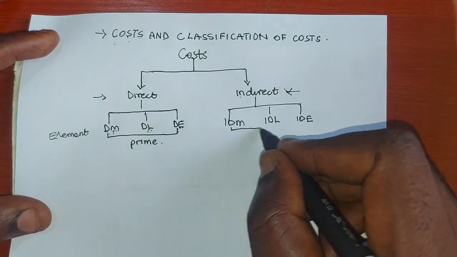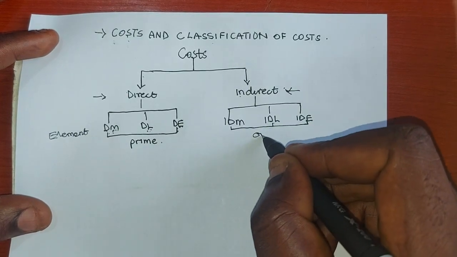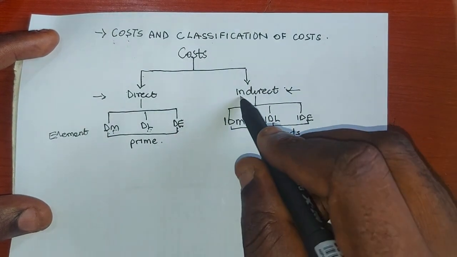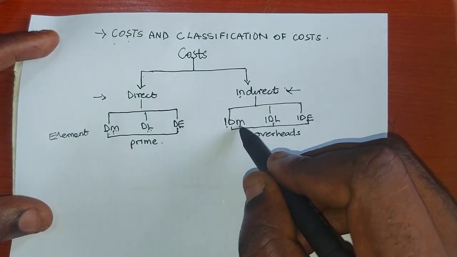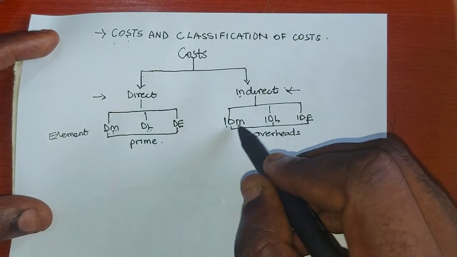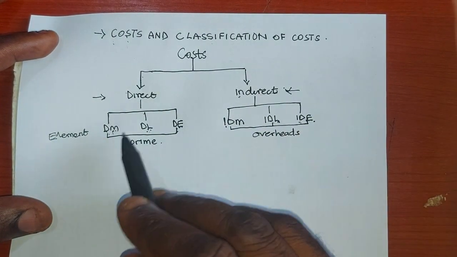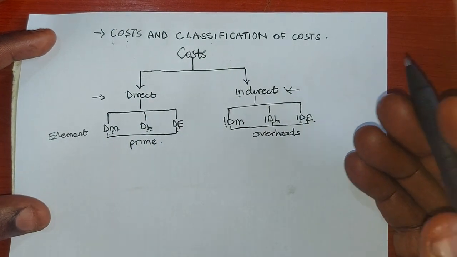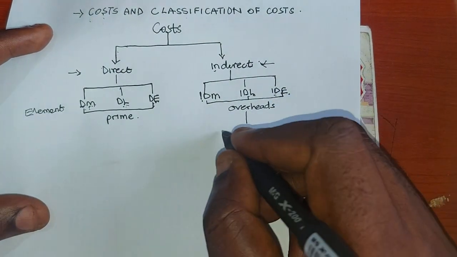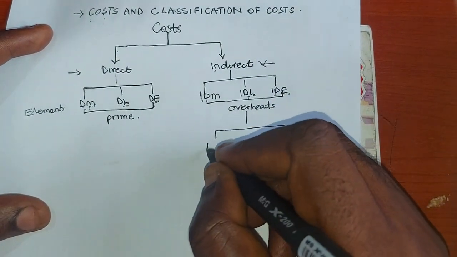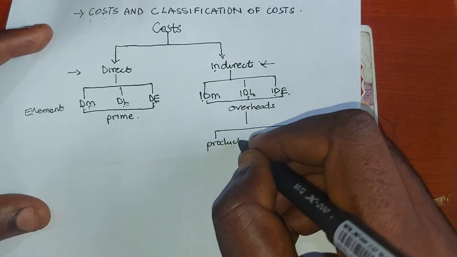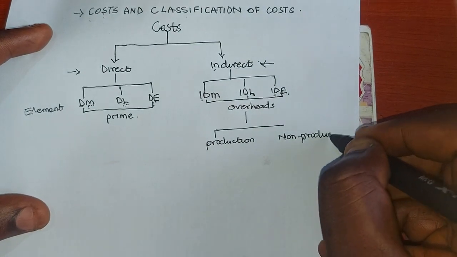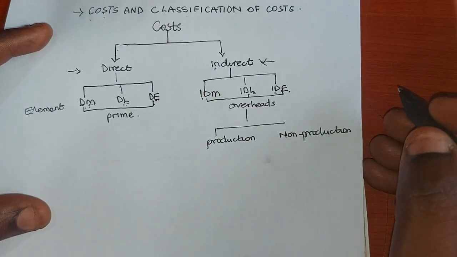When you add all the indirect costs together, we call it overheads. So don't forget, indirect cost could be indirect material according to elements, indirect labor, indirect expense. All right, class. Then this can further be classified into two. We have production overheads and non-production overheads.